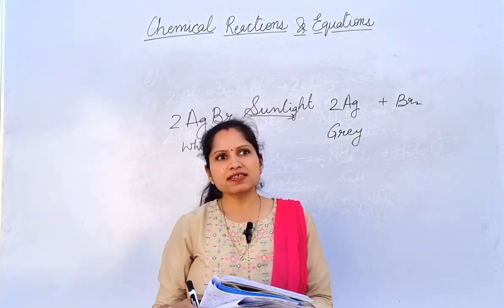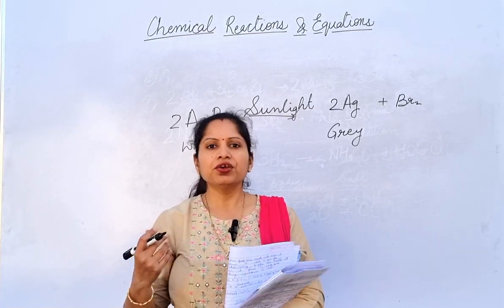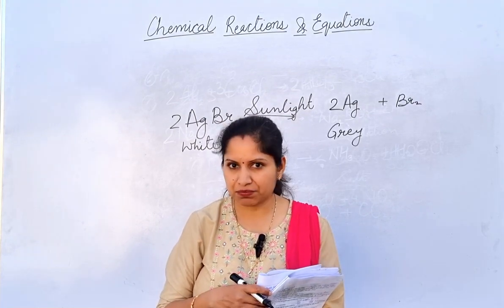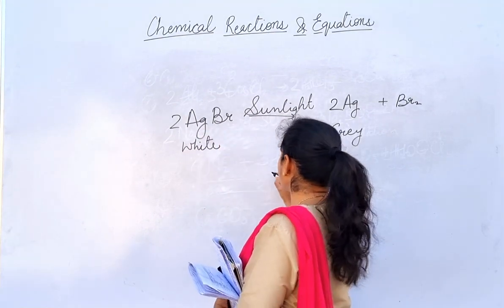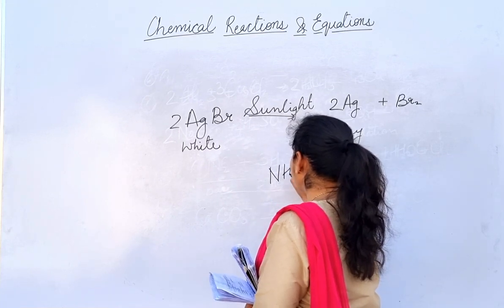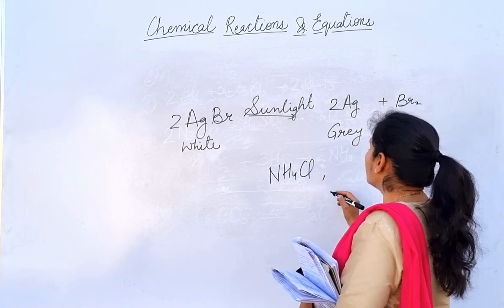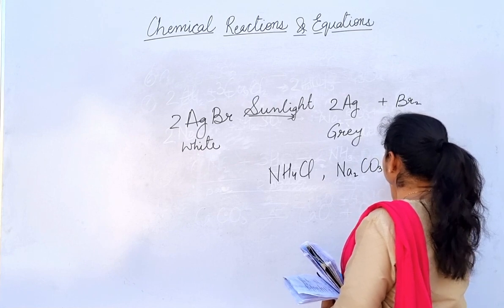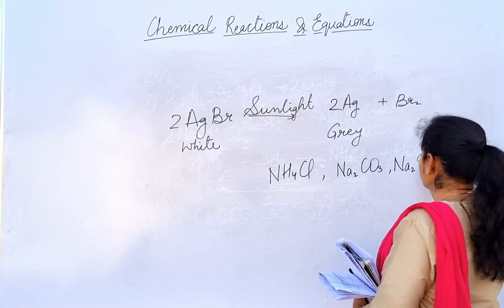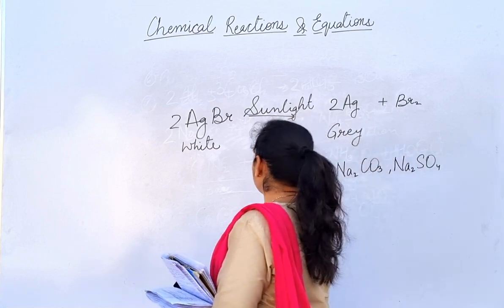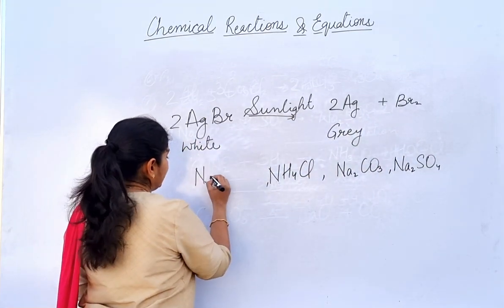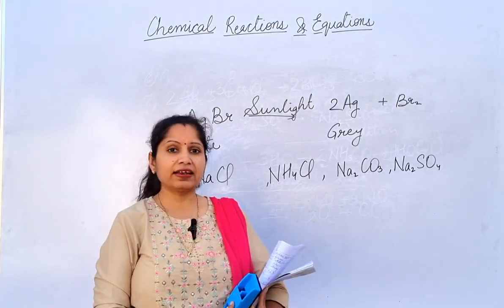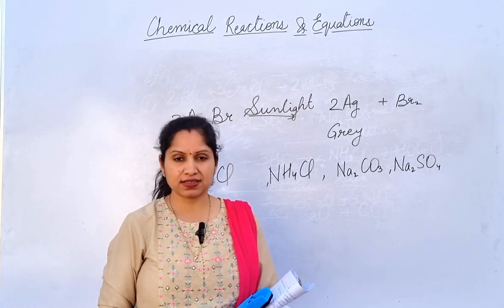One more thing is there, sometimes you are asked to find out whether a given salt is an acidic salt or a basic salt. I'll show you some examples. Like NH4Cl is there, or you could be asked Na2CO3 or Na2SO4 or NaCl. So how to identify that the given salt is an acidic salt or a basic salt?